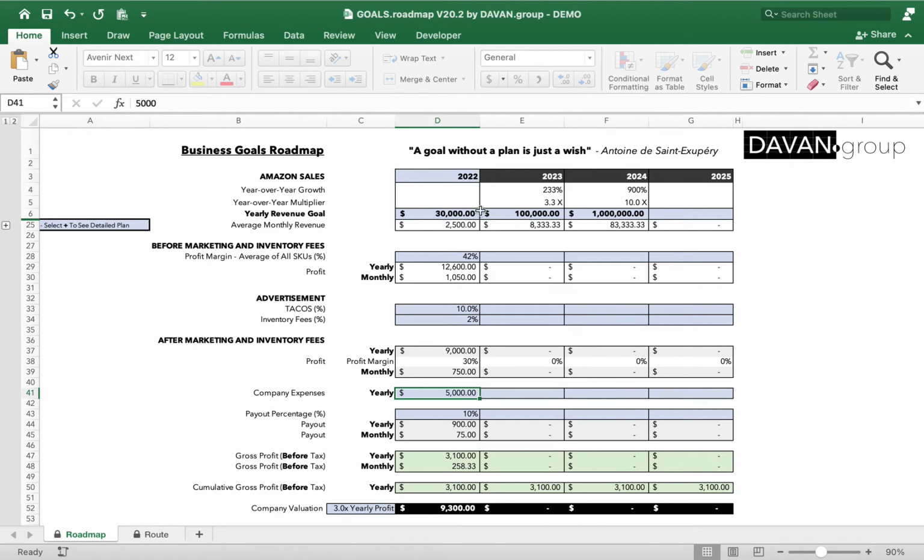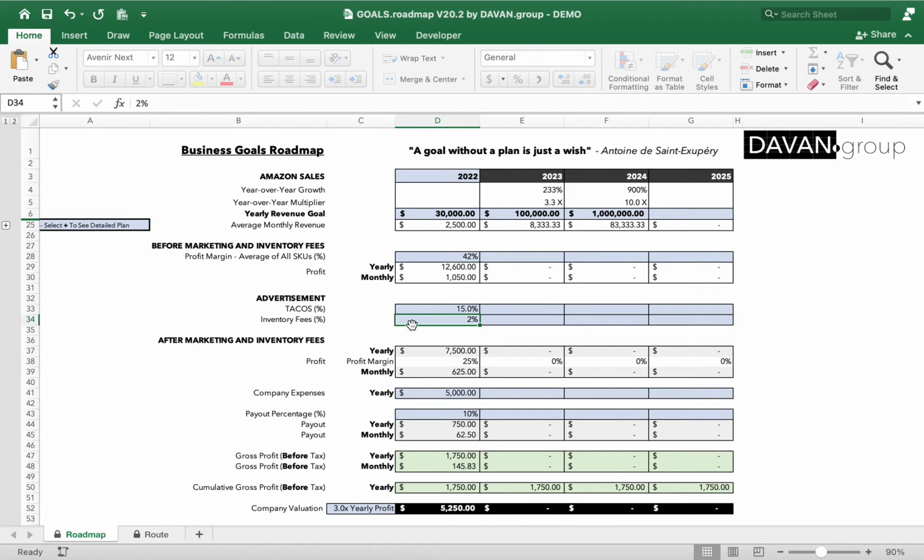So we go ahead and put in our $30,000. That means it would be an average monthly revenue of $2,500. If we put in our profit margin here, which is the average of all our SKUs before marketing and inventory fees, let's say of about 40% or 42%, we can see that our yearly profit would be $12,600, monthly $1,000. We'll add advertisement costs here. You can go ahead, put in your TACOS, let's say 10 or 15%.